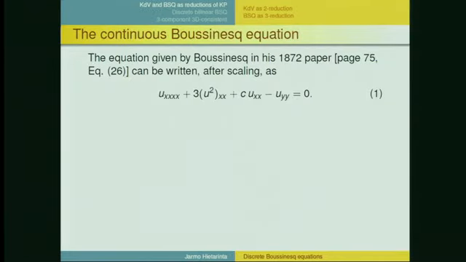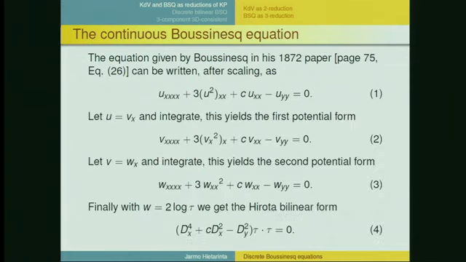So let me remind you first what was the equation that Boussinesq himself wrote in his paper. It is this equation here, this exact form. But of course we can have various other integrated forms, once or twice integrated, and also the bilinear. Okay, now it's good.